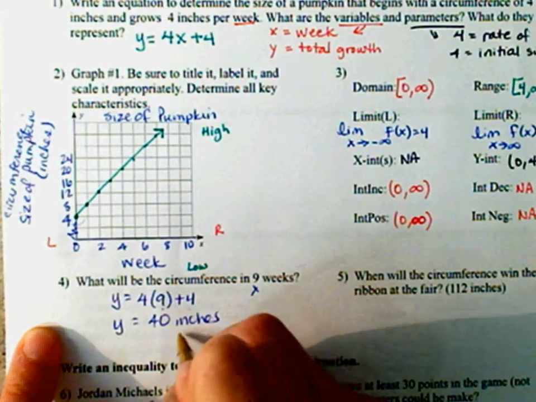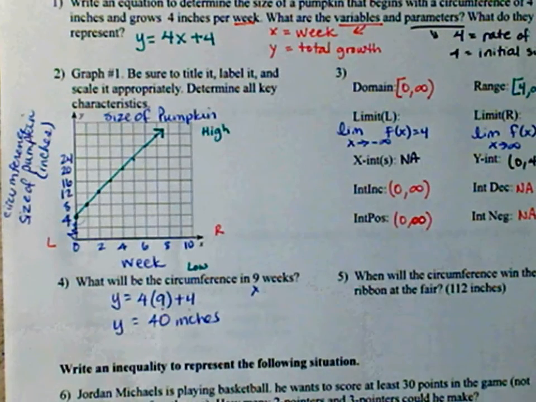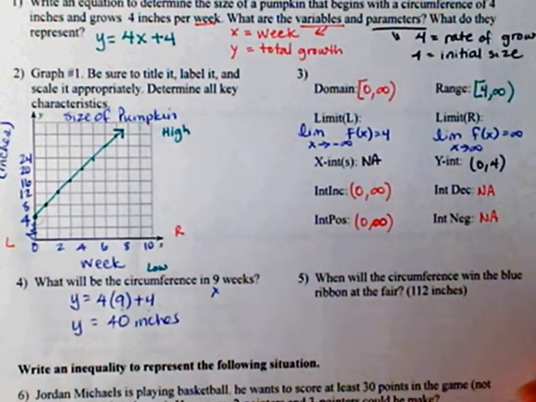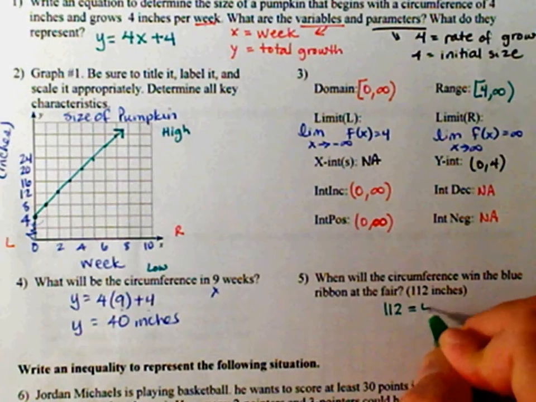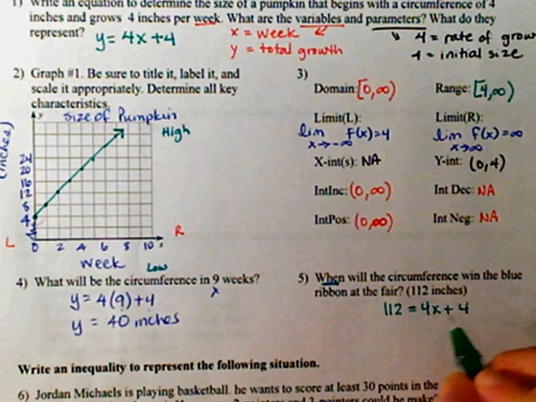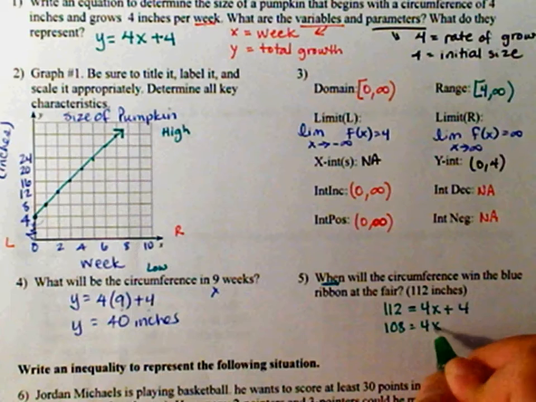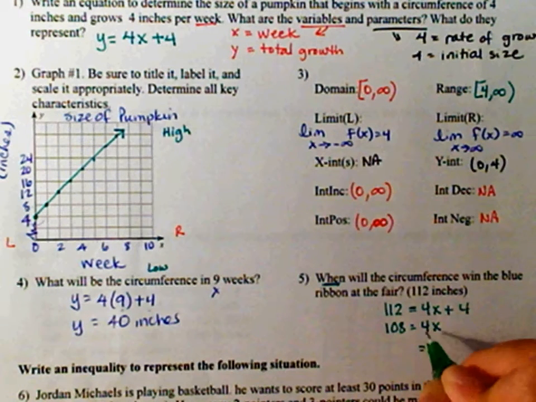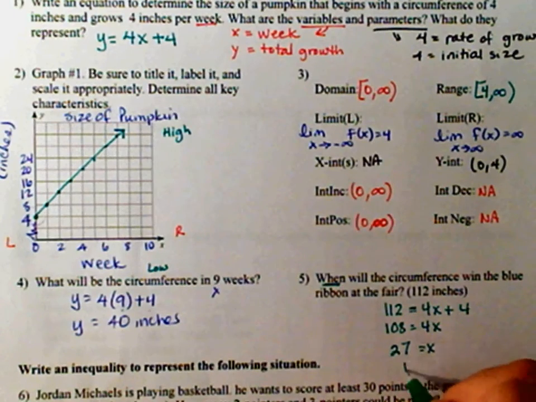Don't forget your unit, okay? When will the circumference win the blue ribbon at the fair at 112 inches? Well, that's the circumference at that time. It says when, keyword when, you're going to solve for x. So minus 4, 108 is equal to 4x. X is equal to 108 divided by 4 leaves you 27 weeks.